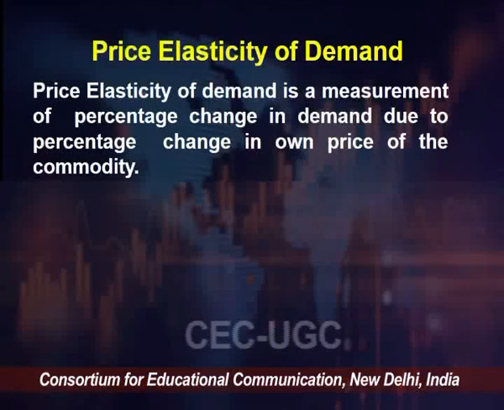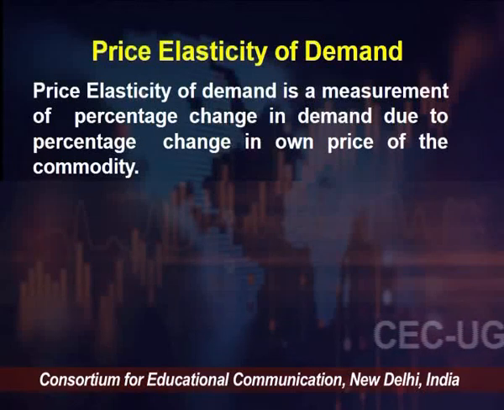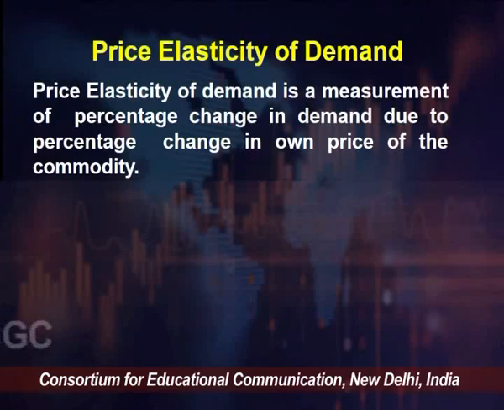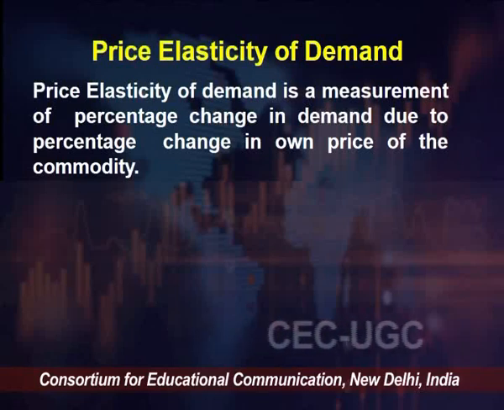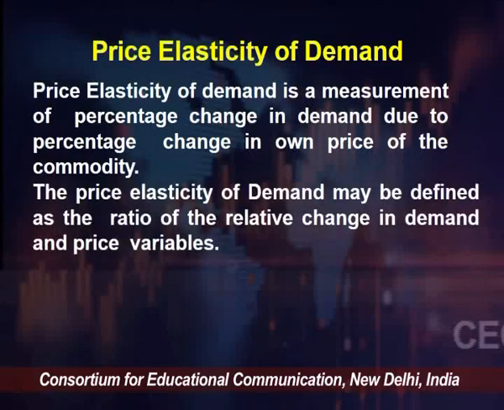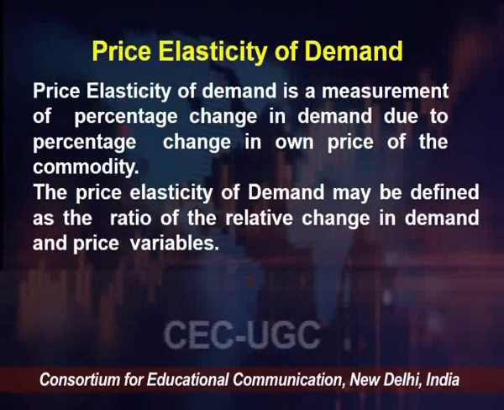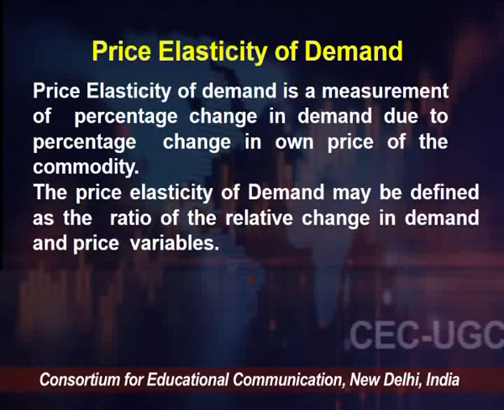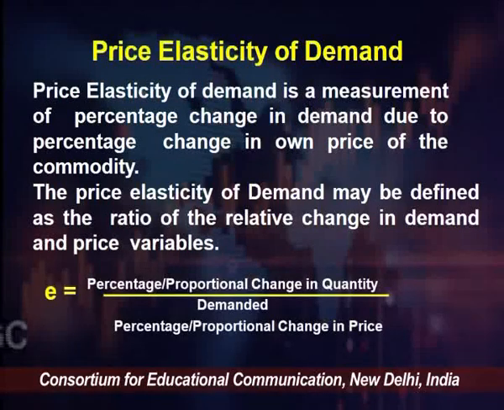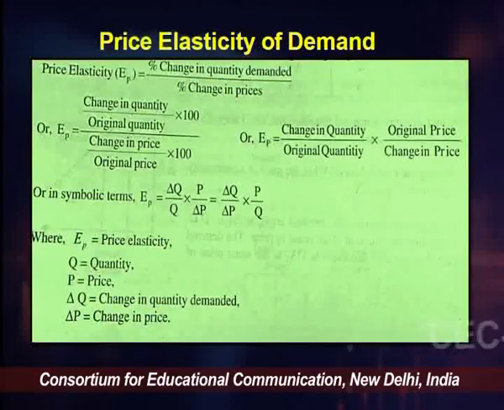It is nothing but a measurement of the percentage change in demand due to a percentage change in its own price. That means the price of the commodity itself. So the price elasticity of demand may be defined as the ratio of the relative change in demand and the price of the commodity. So elasticity of demand is equal to percentage change in quantity demanded divided by percentage change in price. If you can see here, percentage change in quantity demanded means delta Q upon Q into 100.